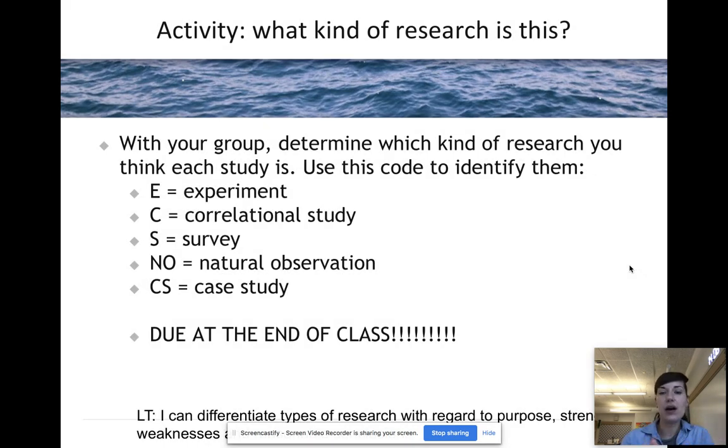Okay, so now what you're going to do when you go into your activity or your assignment is you're going to be trying to identify what type of research you think a study is. Okay, so pay very, very close attention to the wording of what it tells you, because that's going to be your clue.